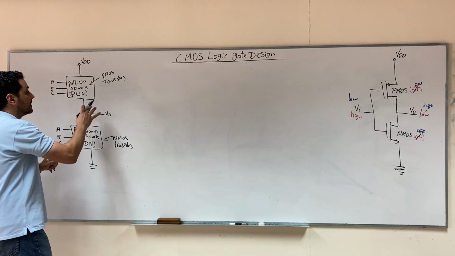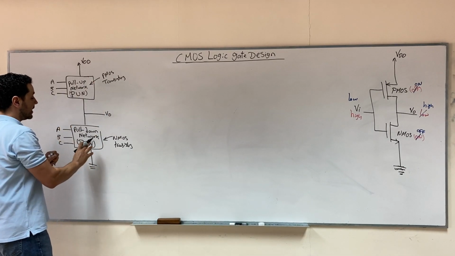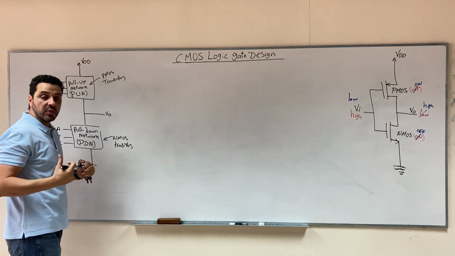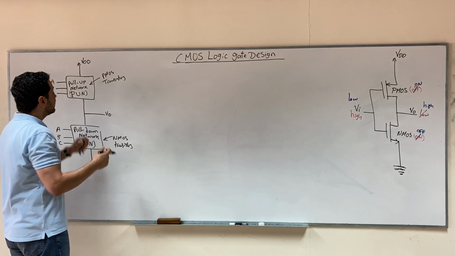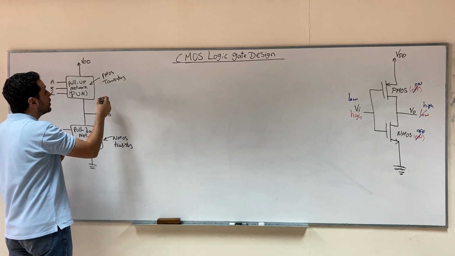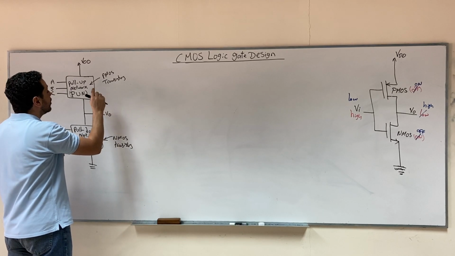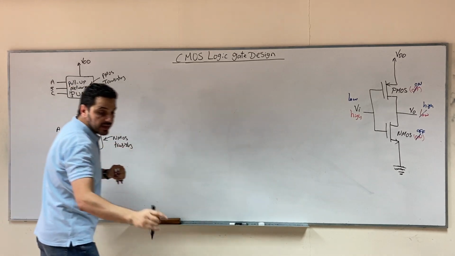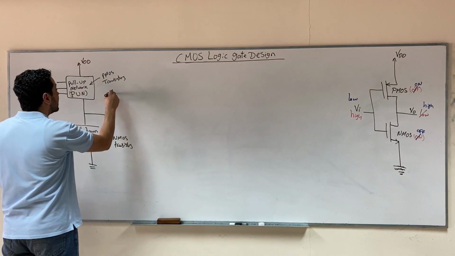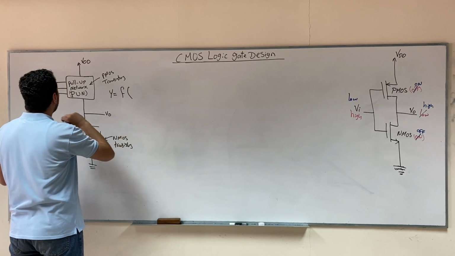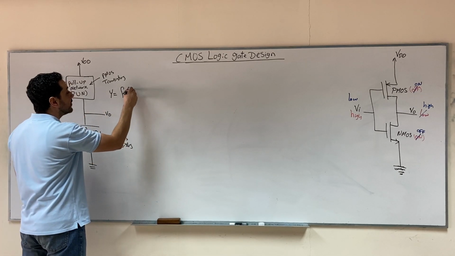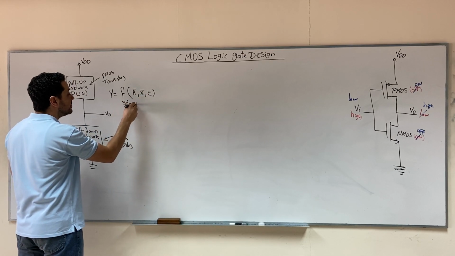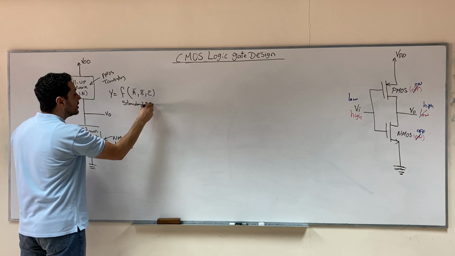We'll see also that in order to design the pull-up network and the pull-down network, we'll need the equation that describes the gate that we need to design. And to design the pull-up network, there is a standard form. The standard form says that the output must be written as a function of the inverted inputs, A bar, B bar, C bar. This is called the standard equation of the pull-up network.